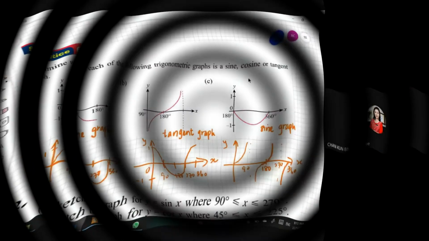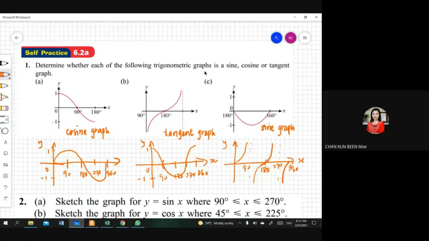Okay, first question here. Determine whether each of the following trigonometric graphs is a sine, cosine, or tangent graph. Get ready with a pencil and a piece of paper because later on I will want you to sketch the graph. Okay, first one, A here. How do I determine which graph it is? You have to draw all the graphs out.